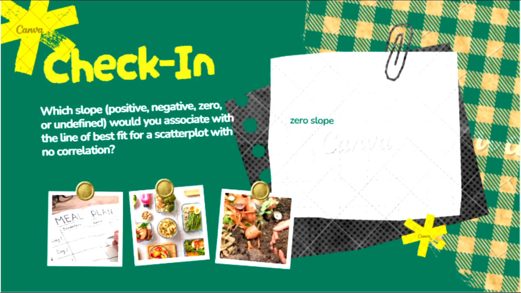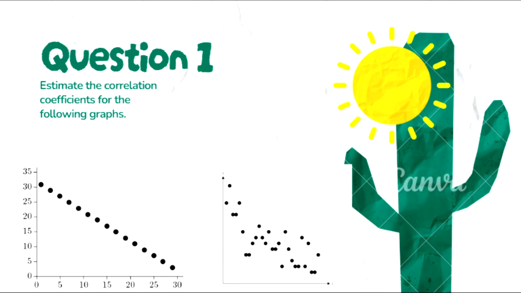Okay? Question number 1, it's your turn. This is a pretty quick lesson. Estimate the correlation coefficients for the following graphs. Okay? If you don't get the exact numbers that they get, it's okay, because it will take care of it at the end. So just go ahead and estimate what you think these correlation coefficients will be.